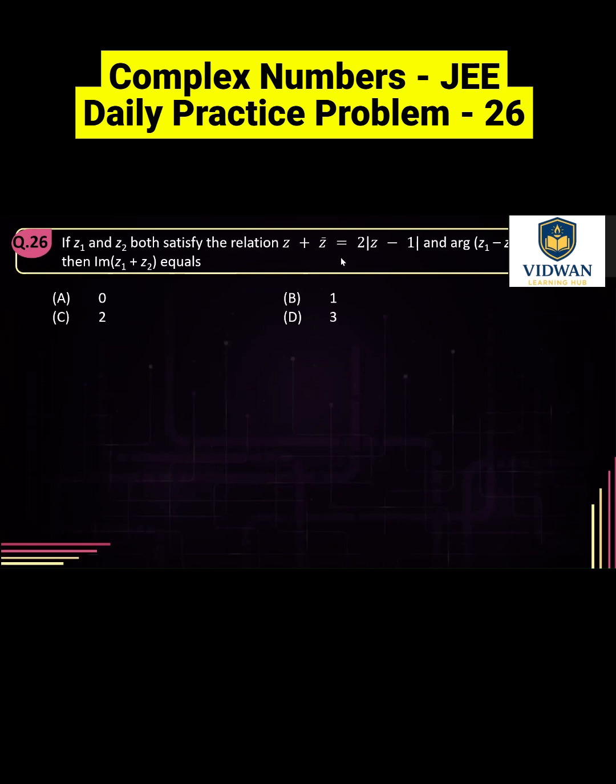So Z1 and Z2 satisfy this equation, and argument of Z1 minus Z2 is pi by 4. You want the imaginary part of Z1 plus Z2. So let us first simplify this equation.